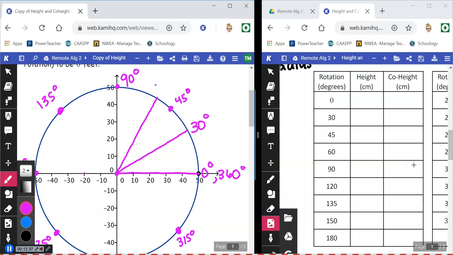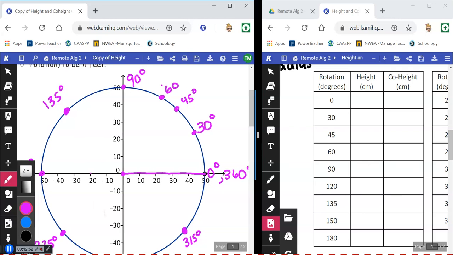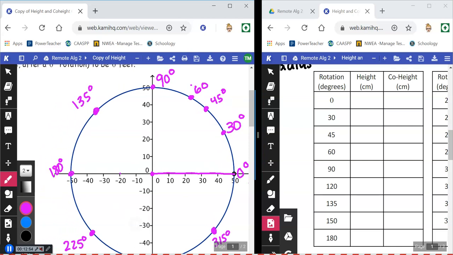Okay, so this would be 30 from here to here, and then here to here would be 60, and then we have our 90. So just like we split all the quadrants in half, now we're splitting them in thirds. So let's do that over here. So we're just splitting this into thirds.